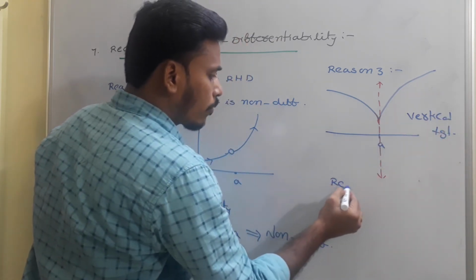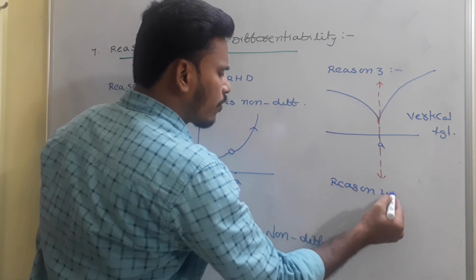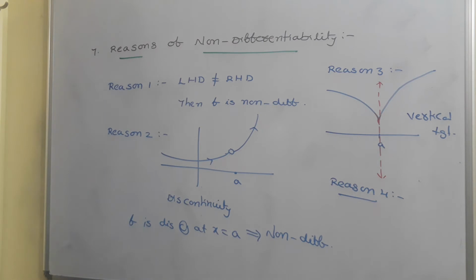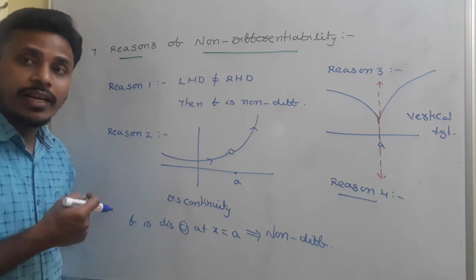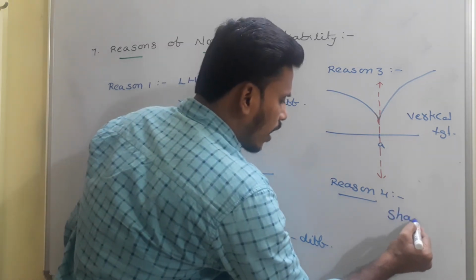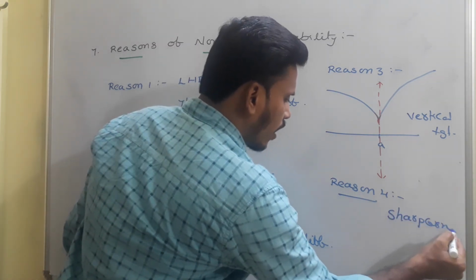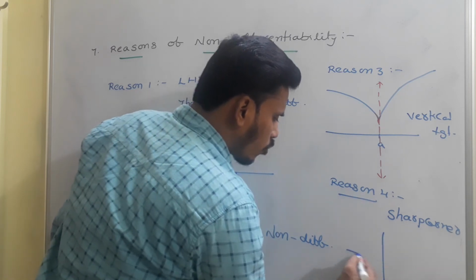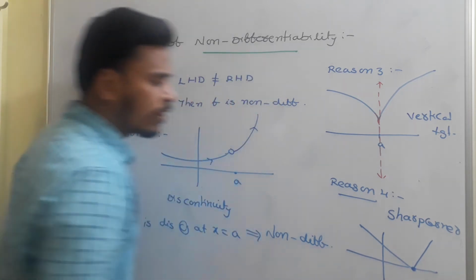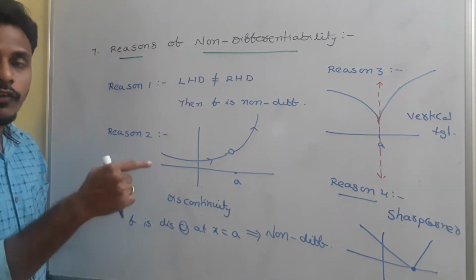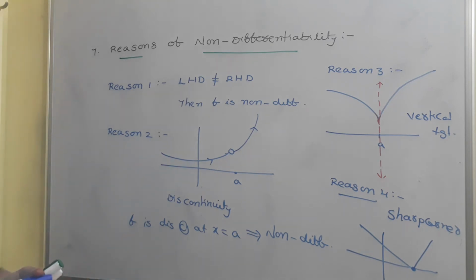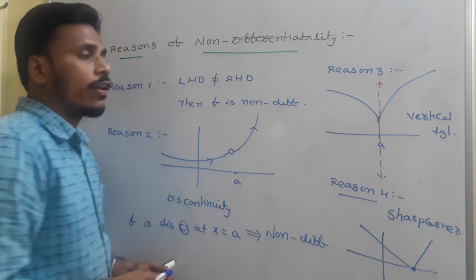Then reason 4. If you observe the graph of a function, and the graph contains a sharp corner, that is reason 4 for non-differentiability. Suppose there is a function whose graph is like this; at this point we have a sharp corner. We don't have a smooth corner, we have a sharp corner at this point. So those points lead to non-differentiability.